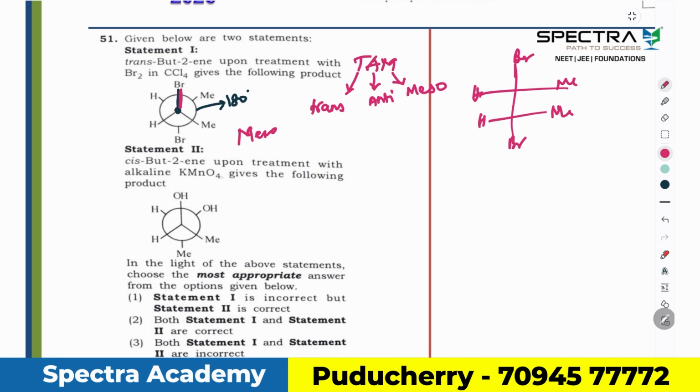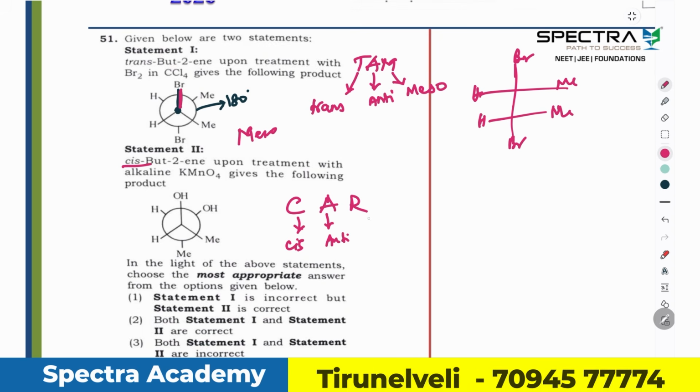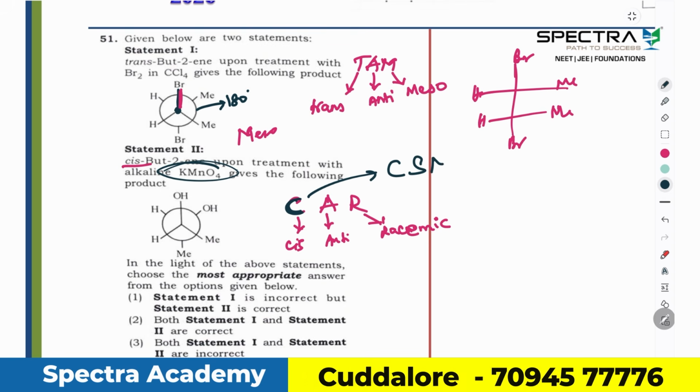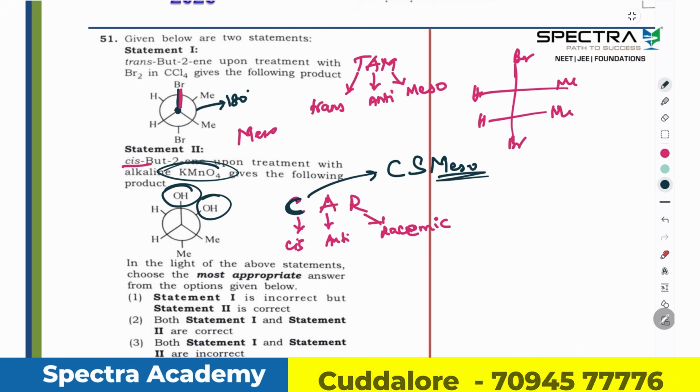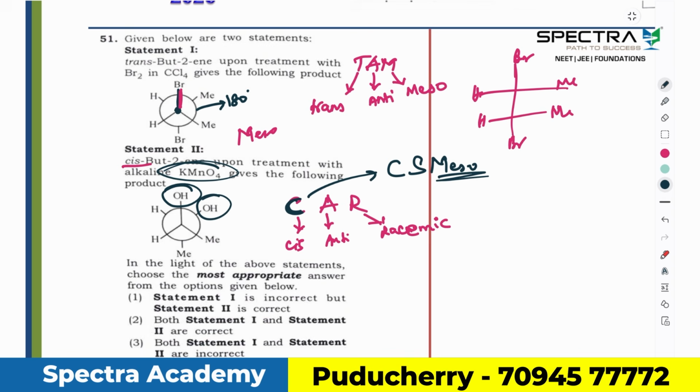And for cis compound, we have mentioned a short trick called CAR: cis compound, anti-addition, racemic mixture is your product. Here it is a cis compound, but the addition is what addition? Syn addition. So cis compound, syn addition, meso is your product. This is not meso because the two OH groups are adjacent to each other. They will have strong intermolecular hydrogen bonding, so it is not going to be a meso structure.